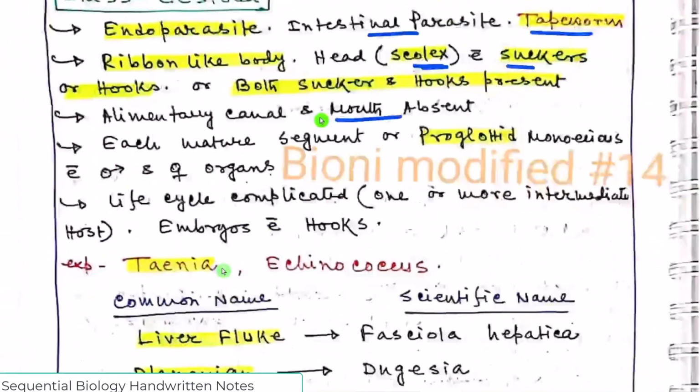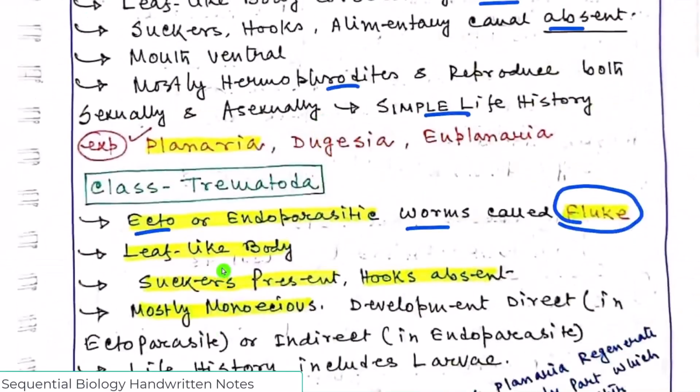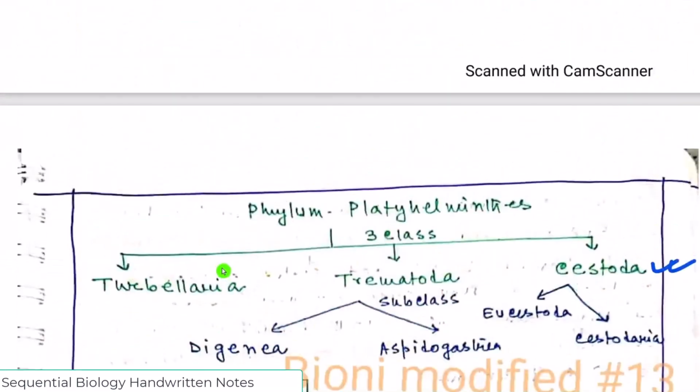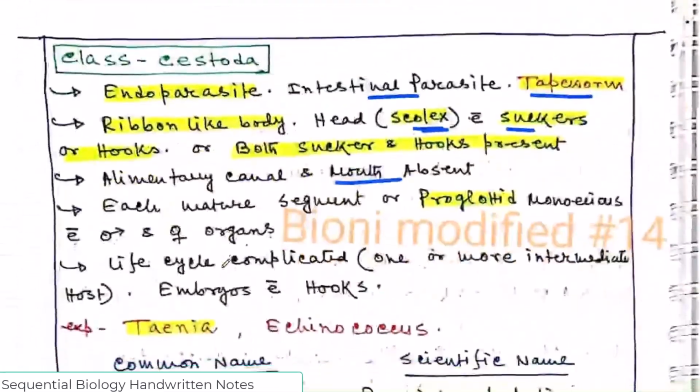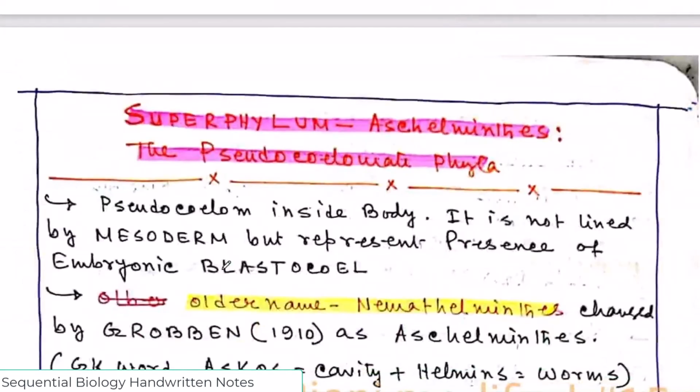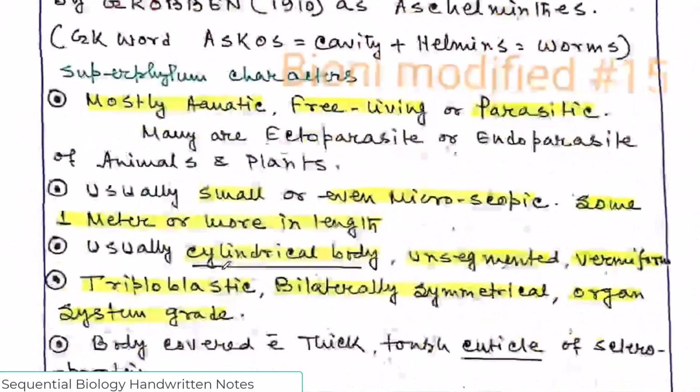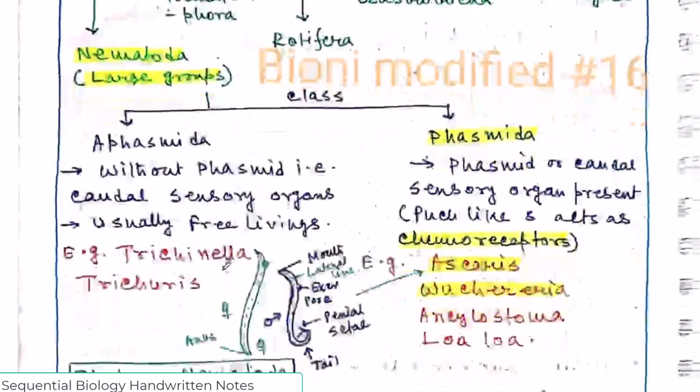Hope you have understood about phylum Platyhelminthes and their classification and the different characteristic features of the different groups of this phylum. In the next class we will discuss phylum Aschelminthes, which is also known as the pseudocoelomate phylum. So thank you, and that's it.